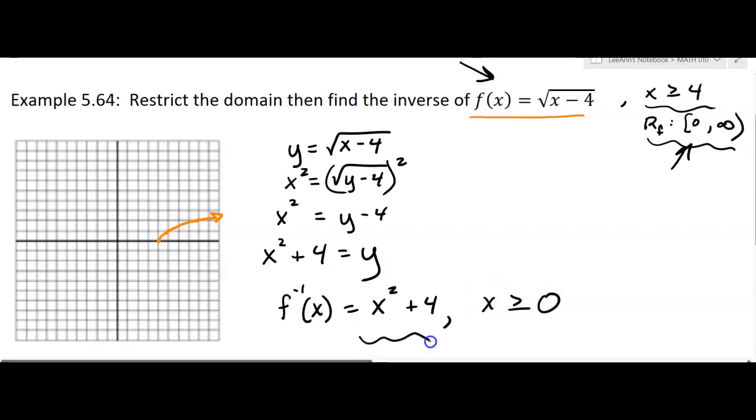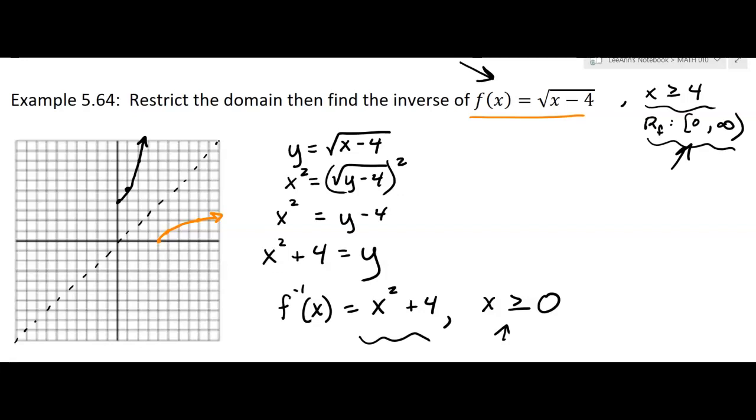So we know what this function looks like as well. We know it's a parabola, and it's shifted up 4. It's got a vertical shift, but we're only going to get half a parabola because x has to be greater than 0. So we're going to go from 0, and then it's going to go up 1, 2, 3, 4. 1, 2, 3, 4. And it looks like that. And it should be symmetric about the y equals x line, and you could fold it and get those points to line up.